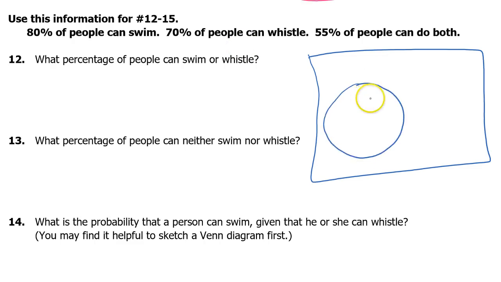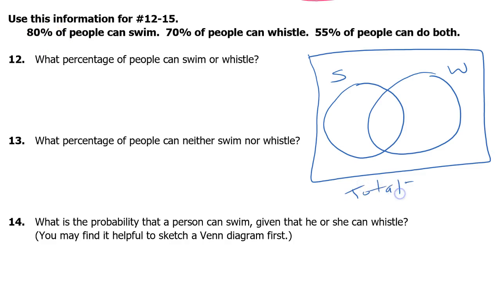This circle will represent the set of people who can swim, and this circle will represent the set of people who can whistle. So obviously this part in the middle will be the people who can do both. Since we are dealing with percentages, let's imagine that the total is 100 people. That way, instead of having to write the percent sign, I can just write 80 and 70 and 55, and it'll be understood that that is percent.